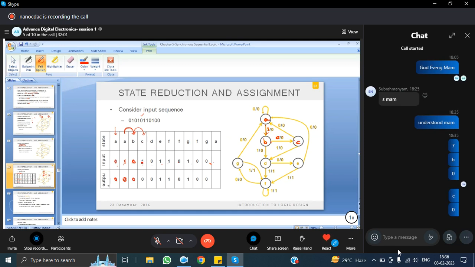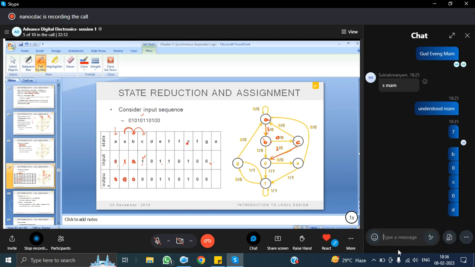At C, what is the input? The input is 1. Input 1, to which state is it going? It is going to state D, but what is the output here? It is 0. Next, the present state is D. What is the input here? 0. In D, with input 0, where does it go?